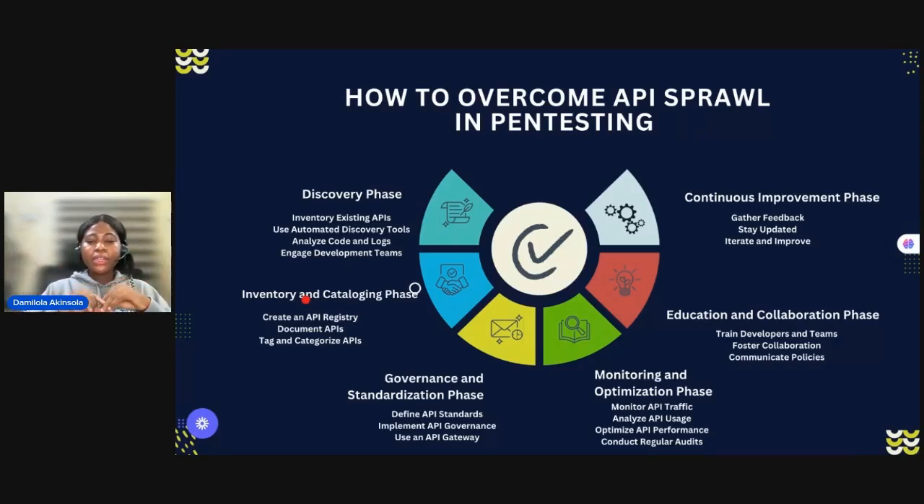So you want to periodically review your API inventory to ensure that they remain compliant with security and governing policies. Use automated discovery tools to detect any new or undocumented APIs that may have emerged in your environment.